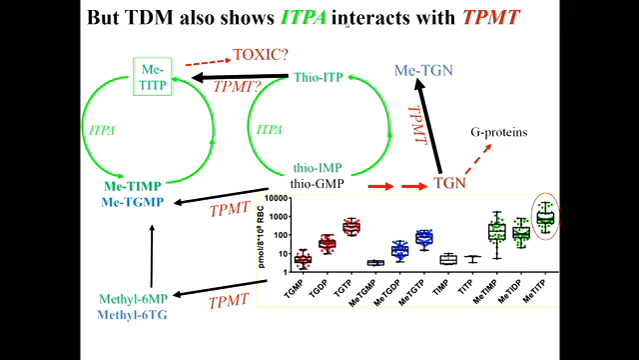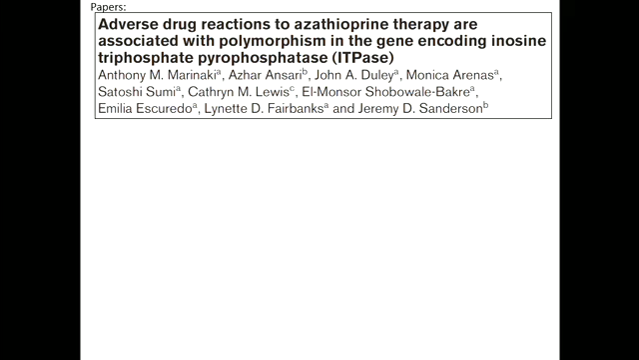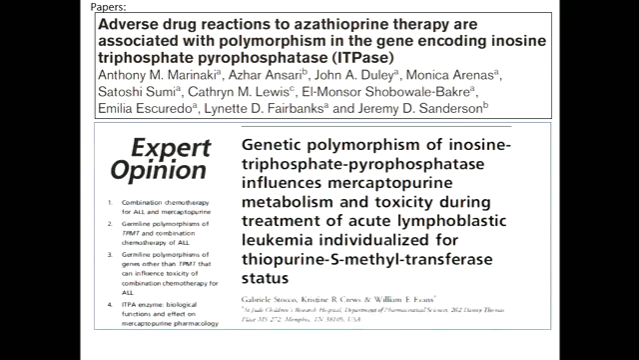But we've found that ITPA interacts with TPMT metabolites, so we get a whole branch of new metabolites appearing, and these have been found recently in patients. This is all recent publication. And so we get methyl-TITP. It's awful. So TDM, therapeutic drug monitoring, is also used routinely to monitor thiopurine therapy. So not only are patients checked first of all for their genetics, but then they're monitored. And so there's been some papers about ITPA, and it's been confirmed it has an effect.